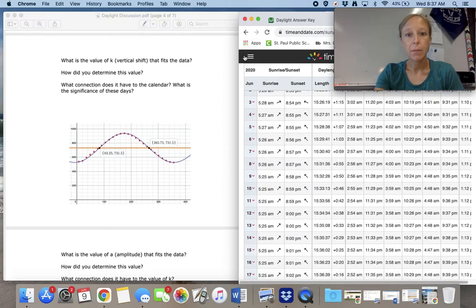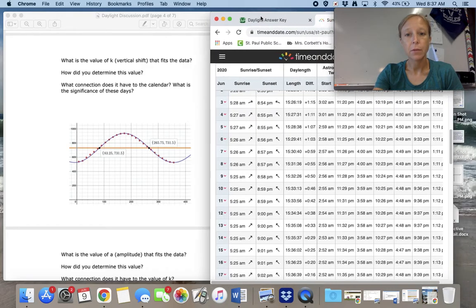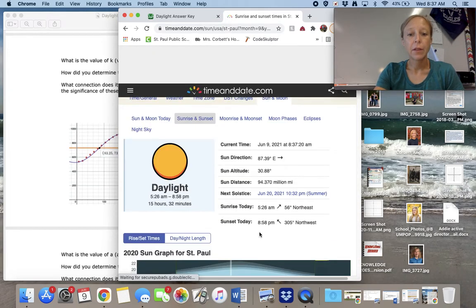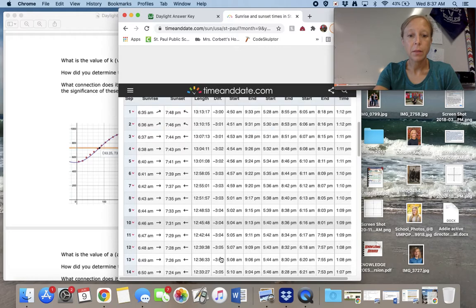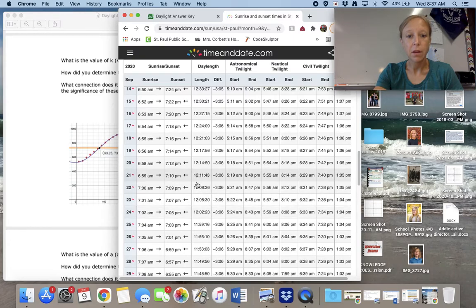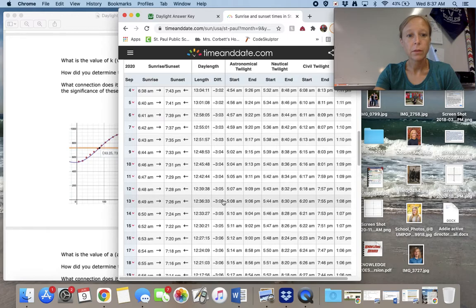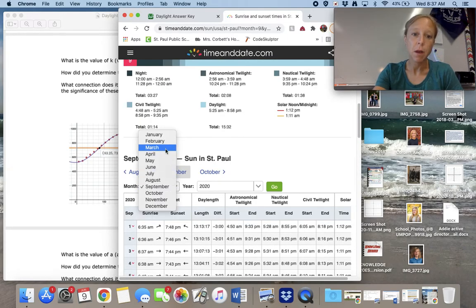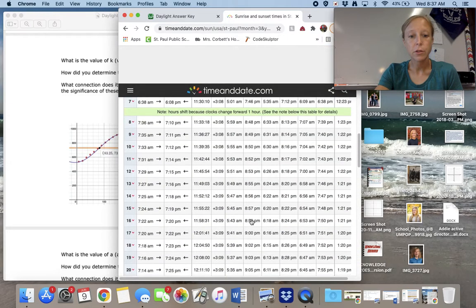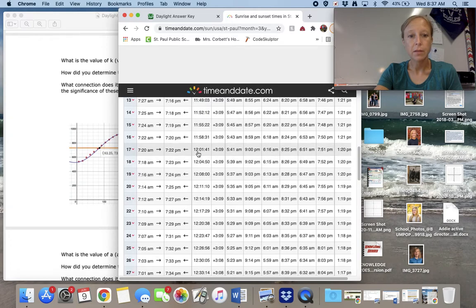So if I head back over to my data to take a closer look, right in between June and December is September. If I look at the amount of daylight in September, I'm seeing 12 hours in all of these, about 12 hours around September 24th. If I go the other direction and look at the middle of March, I'm also noticing that.